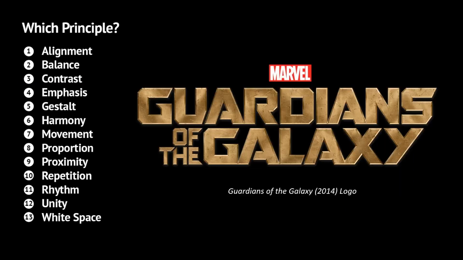The next example I have over here is the logo for the Guardians of the Galaxy movie. Which principle is best represented here? Alright, to me it's a good example of alignment, as you can see how the text of the is aligned to the galaxy word. Similarly, you can see how the S on Guardians and the Y on Galaxy follow this very nice and clean sort of alignment.